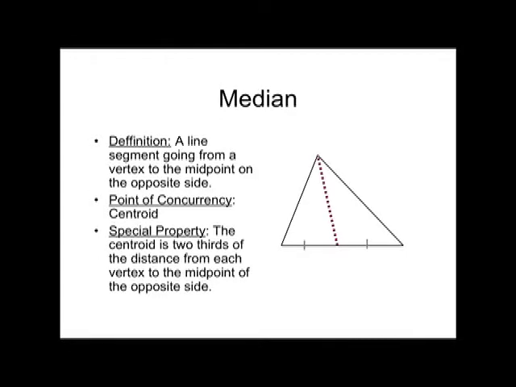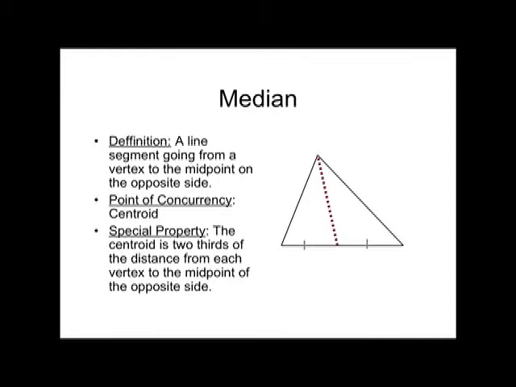After this, we have a median. A median is a line segment going from a vertex to the midpoint of the opposite side. Because a triangle has three vertices, there are three medians. No matter what shape the triangle is, the medians will all intersect at a single point, called the centroid. The special property of the centroid is that it's always 2/3 of the distance from each vertex to the midpoint of the opposite side.